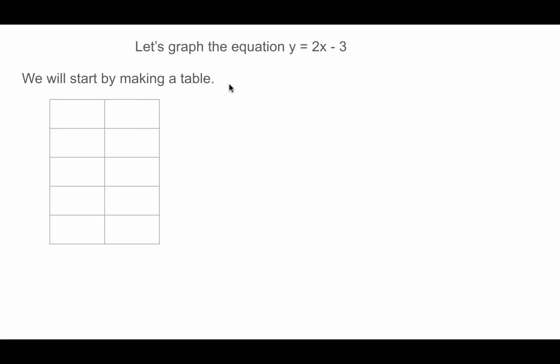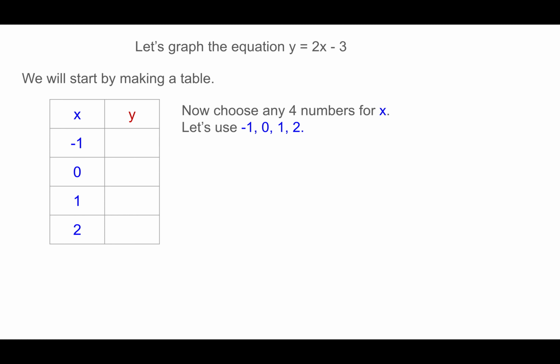When we make our table, the column to the left is always going to be my x, and the column to the right is always going to be my y. We can choose any four numbers for x, and for this one I'm going to use -1, 0, 1, and 2. You can choose again any numbers and they don't have to be in order. Now let's solve for y.